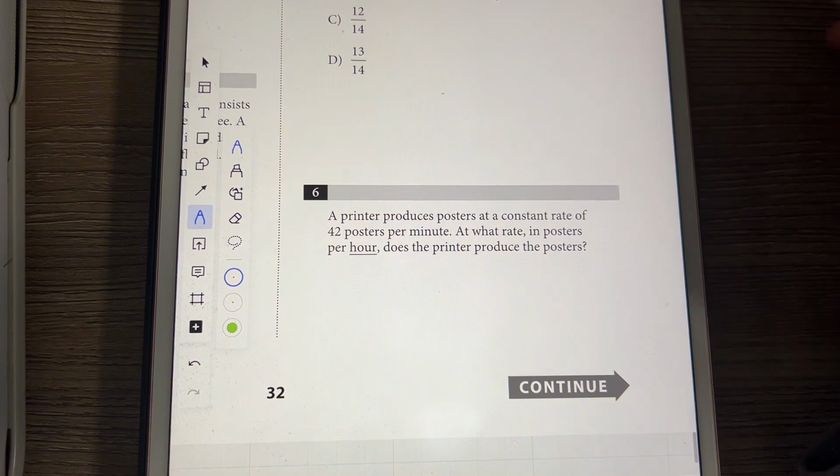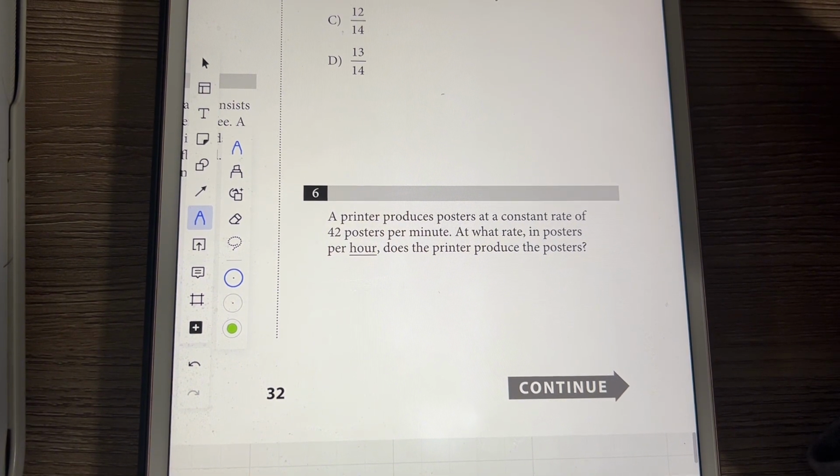Question number 6. A printer produces posters at a constant rate of 42 posters per minute. At what rate in posters per hour does the printer produce the posters?